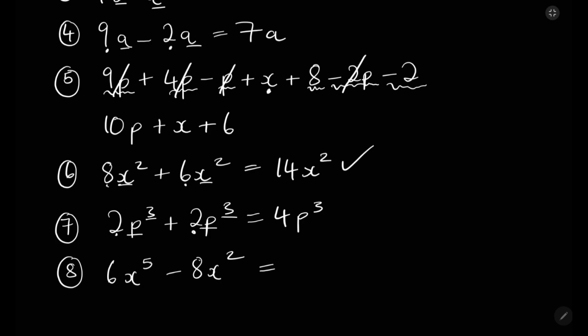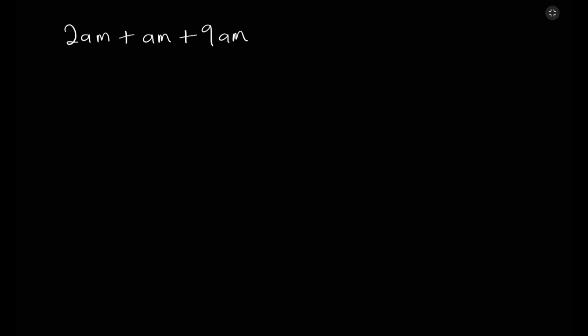Let's try 6x to the power 5 minus 8x to the power 2. Are these like terms? We have x and x. Let's check our exponents. We have 5 and 2. So these are not like terms. We cannot subtract.